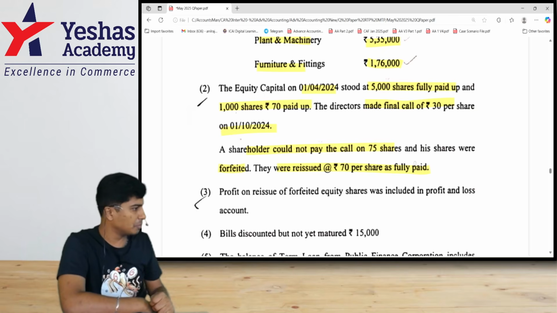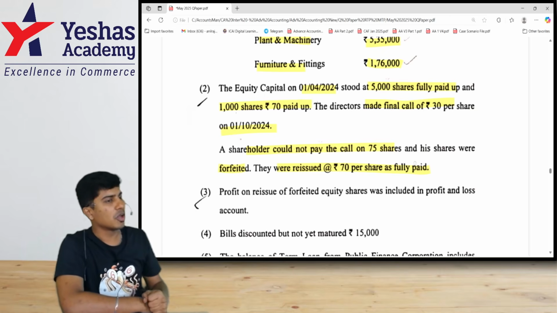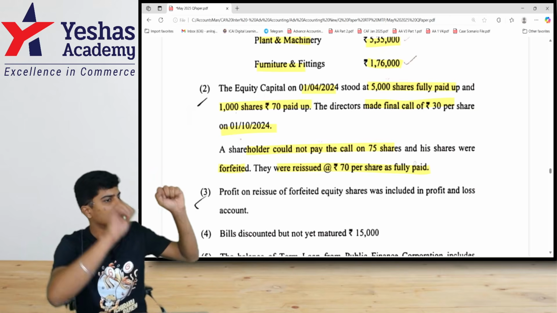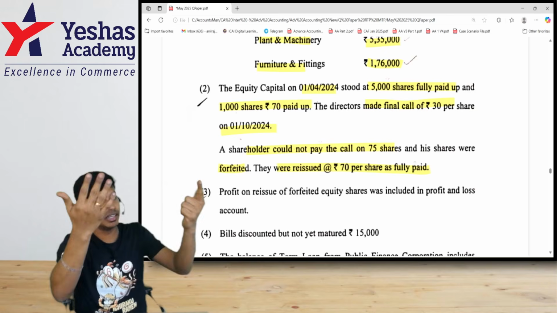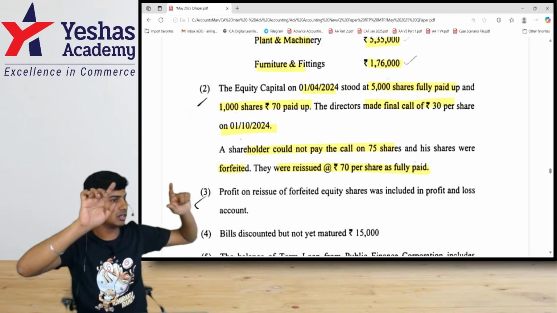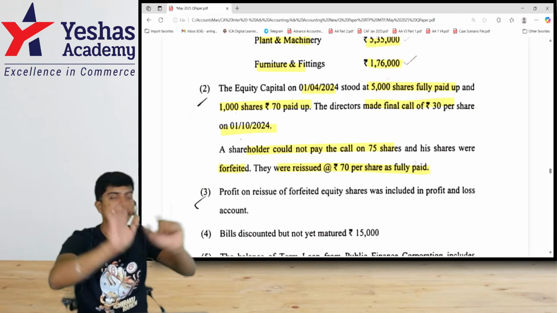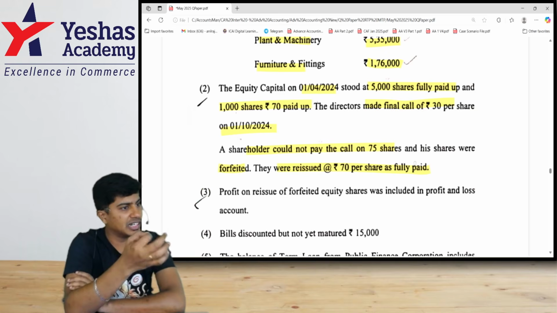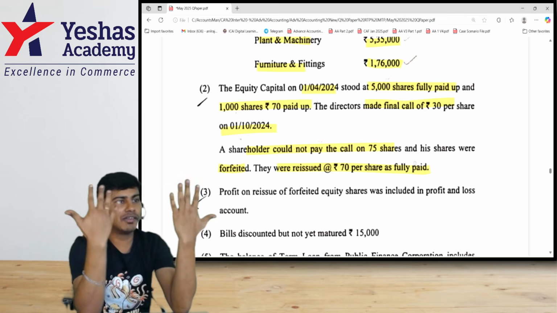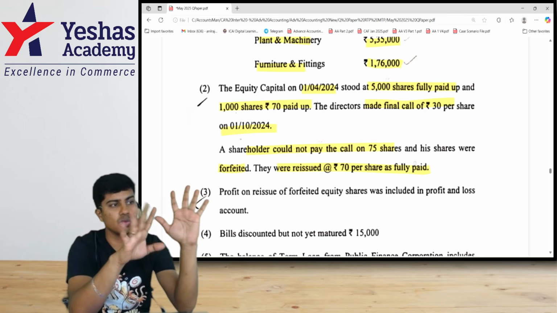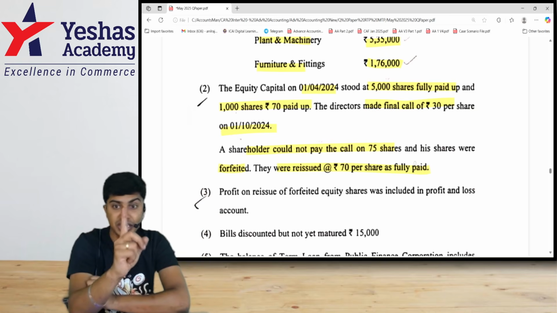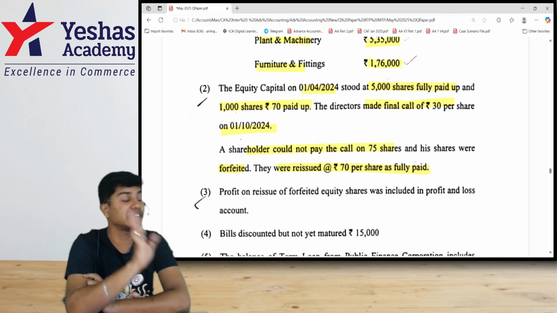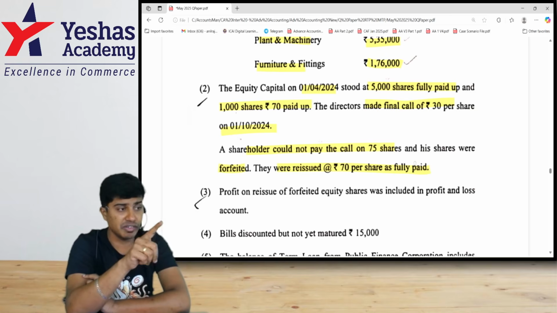I'll tell you two ways of computing profit. First method. How much did I collect from the new shareholder? 70. How much had I collected from the old shareholder? 70. On reissue, I collected 70. 70 plus 70, I've collected 140 rupees against this share. Nominal value is 100. 140 minus 100, 40 rupees is our profit on reissue. Per share 40 for 75 shares only. One way. How much is the profit per share? 40 rupees for 75 shares.